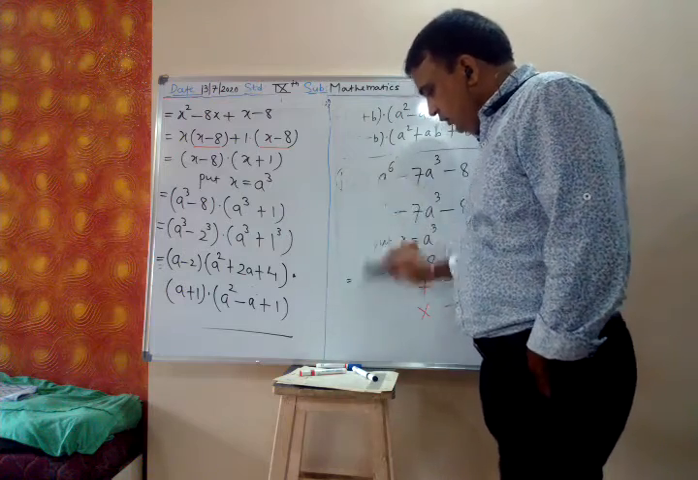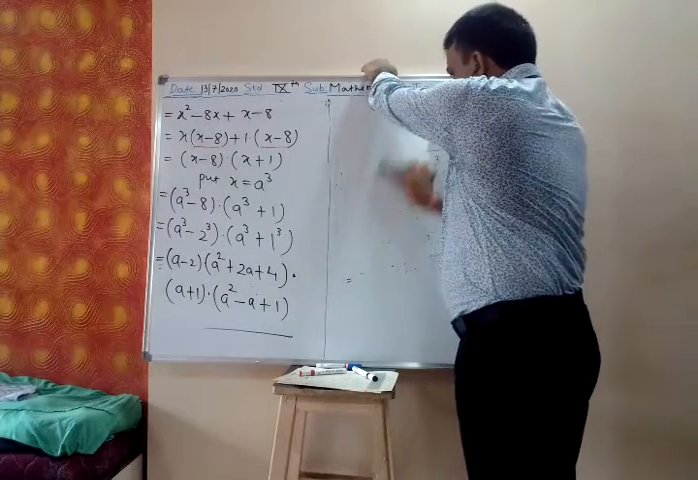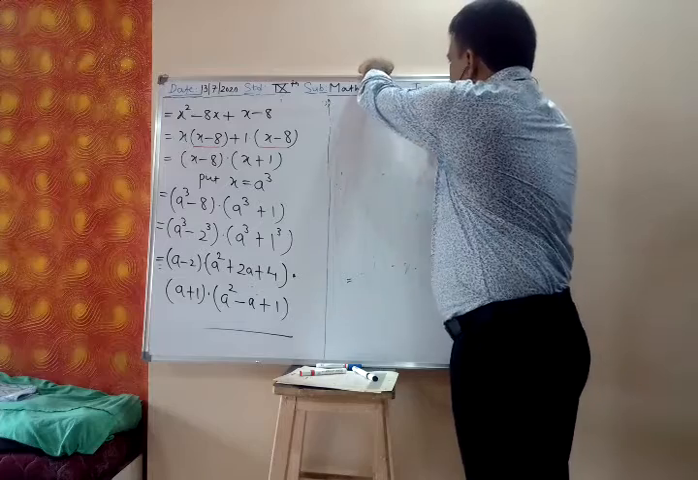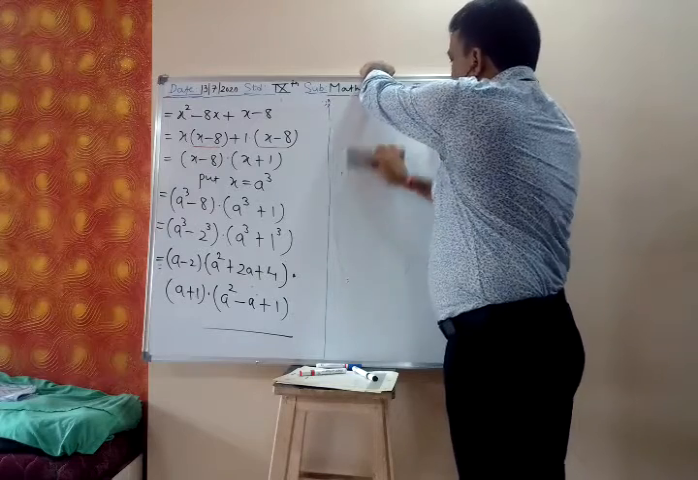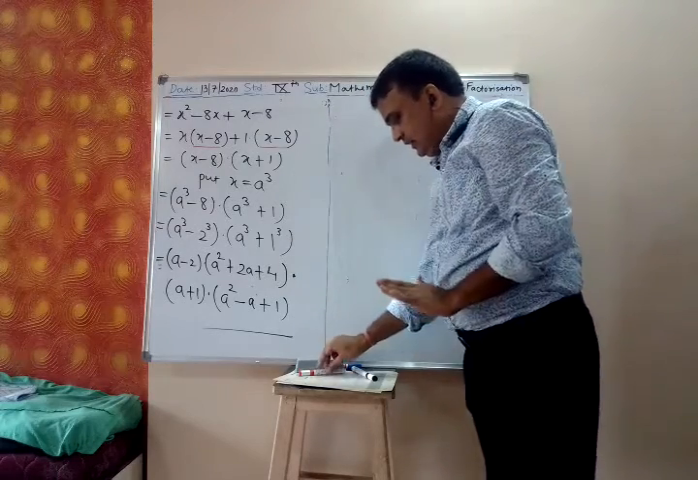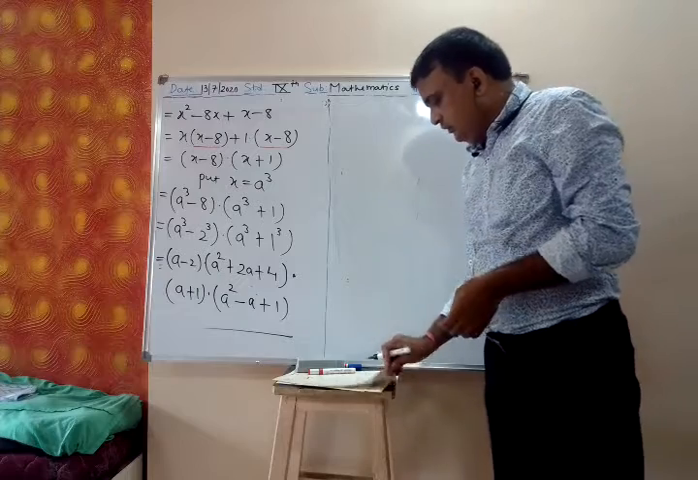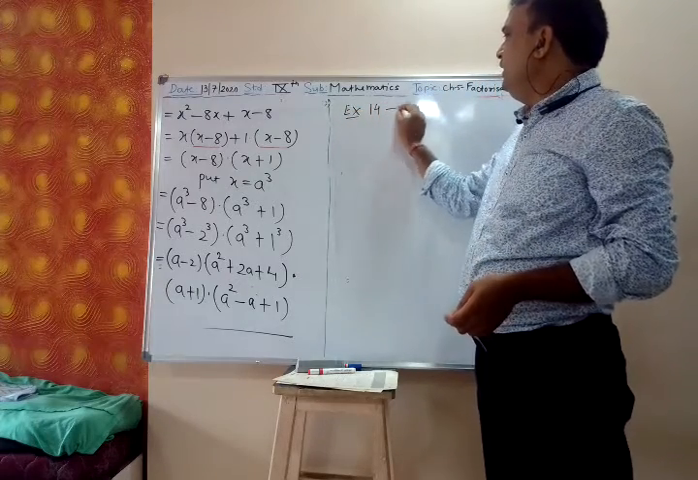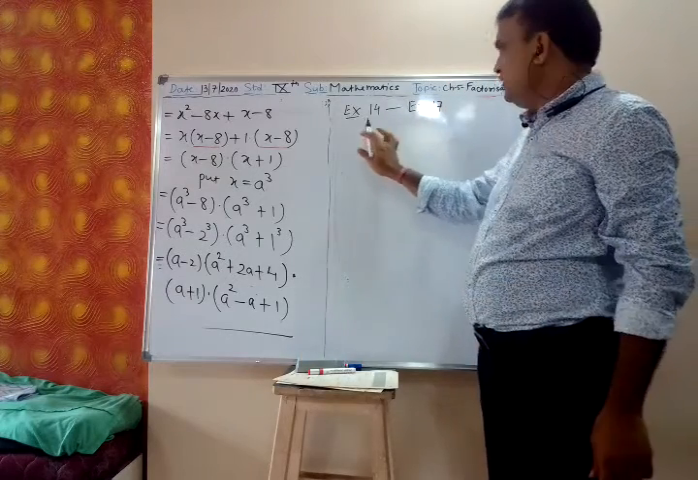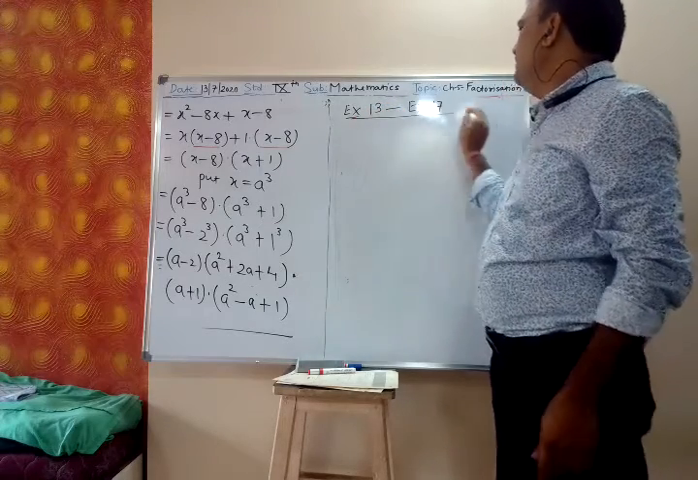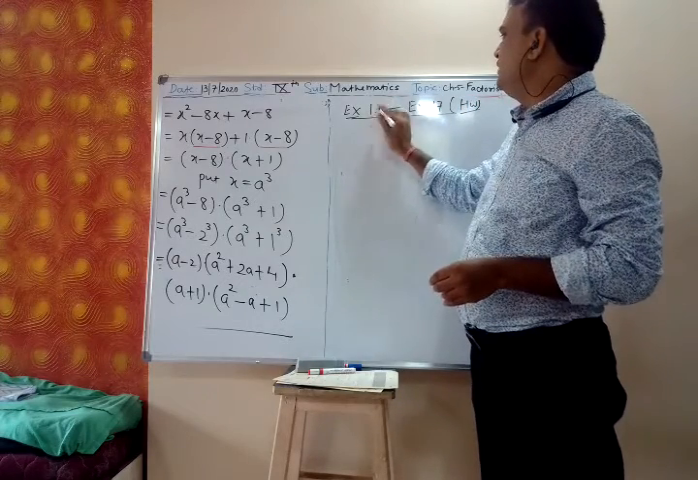Now 14, 15, 16, 17 are easy. Okay, chalo. 13 to 17 are homework. Let me make it 14 to 17 and do 13.